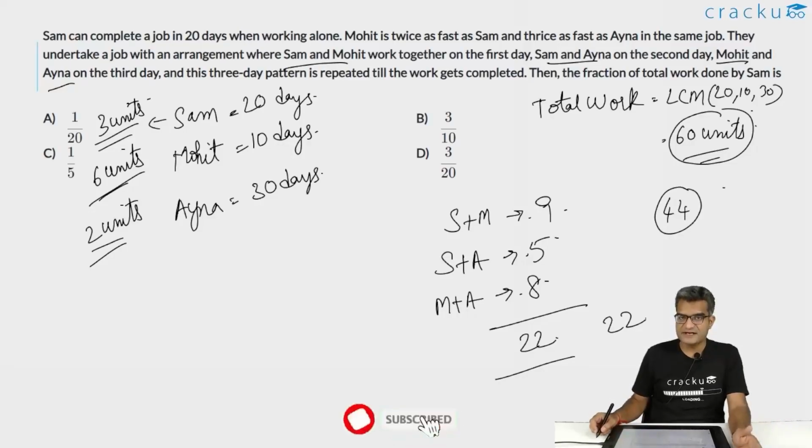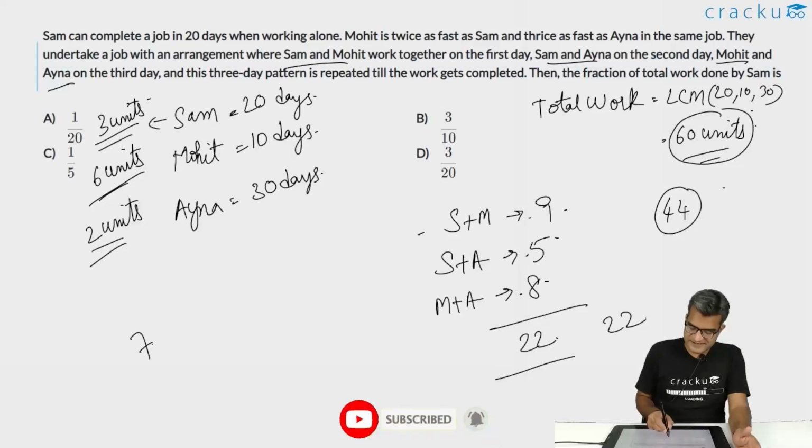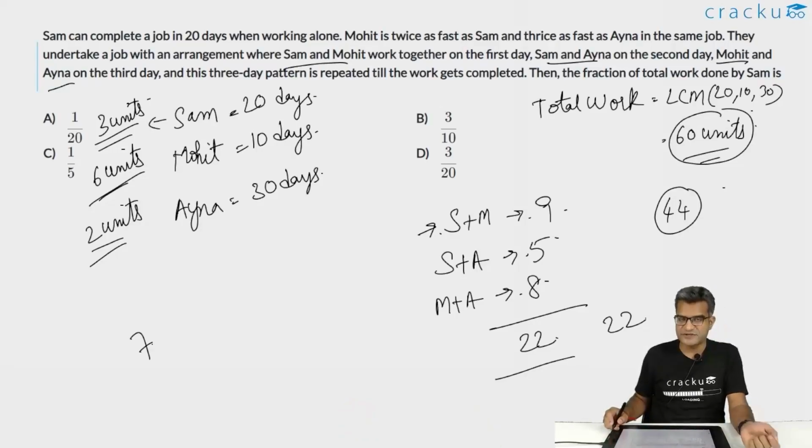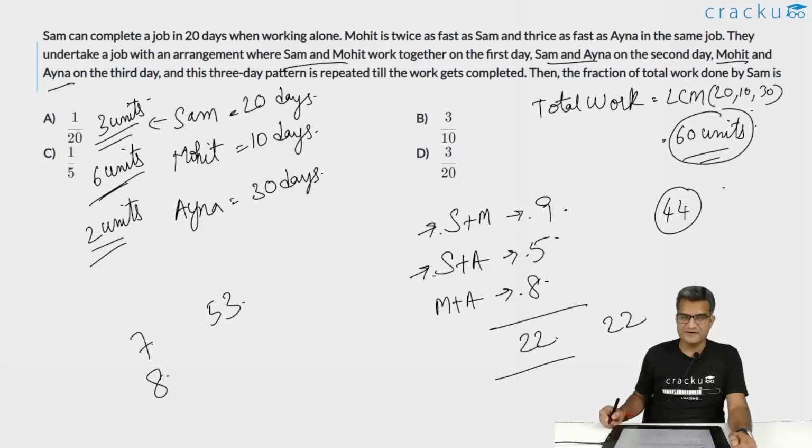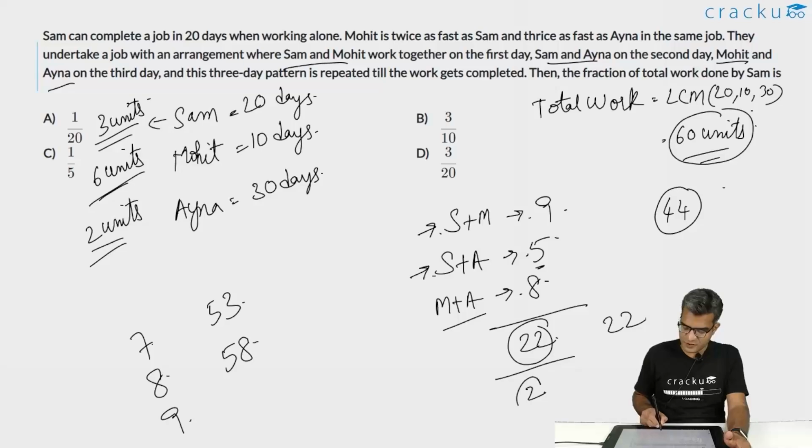6 days are done. On the 7th day, Sam and Mohit will work. They will do 9 units of work. So they will finish 53 units of work. On the 8th day, Sam and Aina will work. They do 5 units of work. So total is 58 units of work is done. And on the 9th day, Mohit and Aina will work and they will finish the job. So the number of days that Sam worked is, in the first 3 days, Sam worked 2 days.